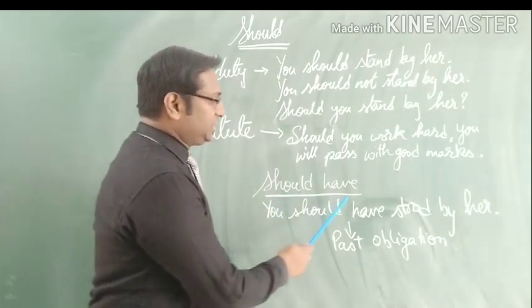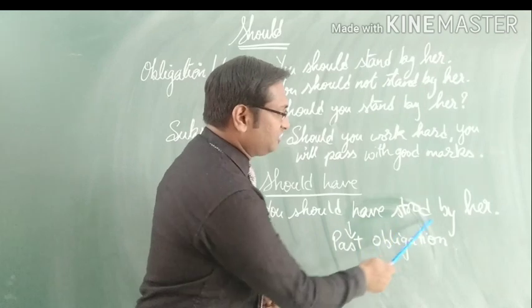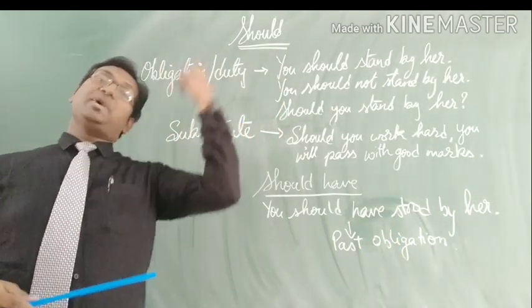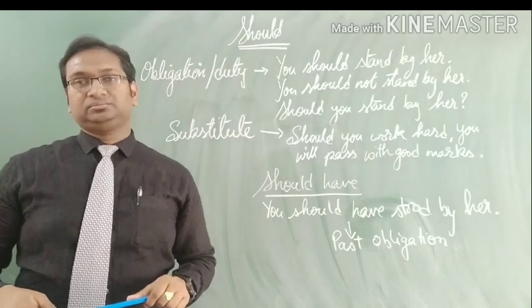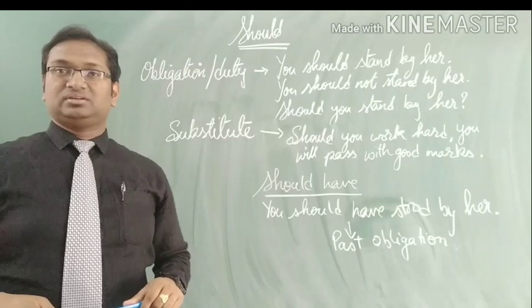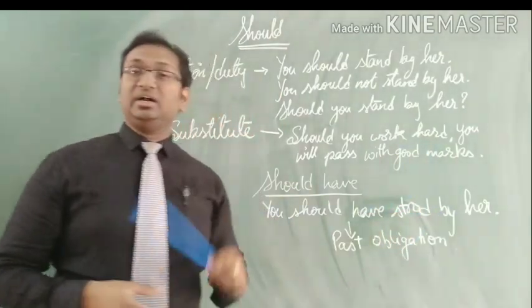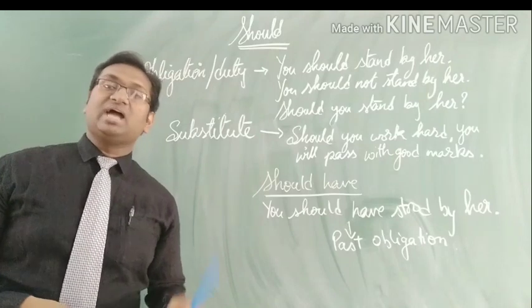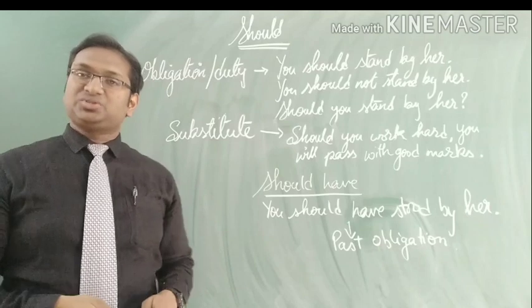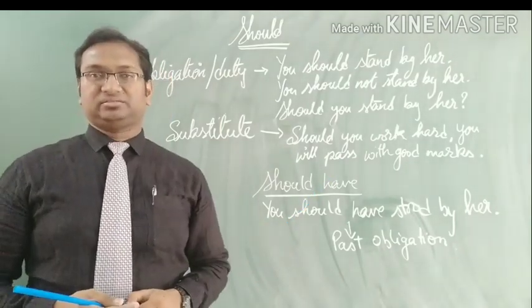Next is should have. Example, you should have stood by her. Now this sentence is the past obligation. That you should, you might have stood. So you should have stood by her is your past obligation that you might have stood by her. So past obligation. In past obligations we use should have.